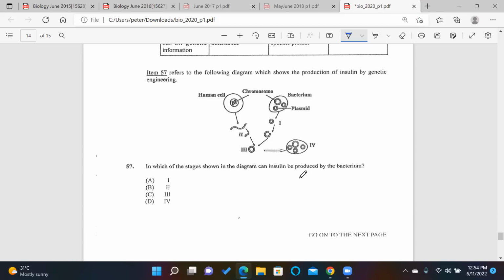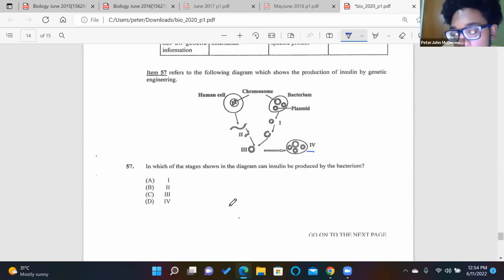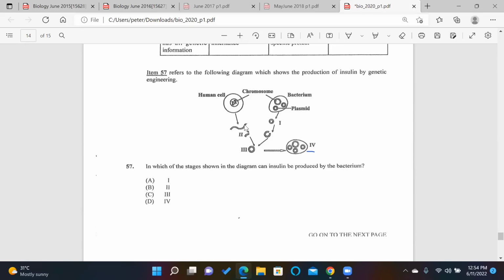Is it one? Pardon me? IV? This is what you said, IV? Sir, I said 1. All right, so which one is the bacteria? All right, so let's label. What's this? What's this? What's this?